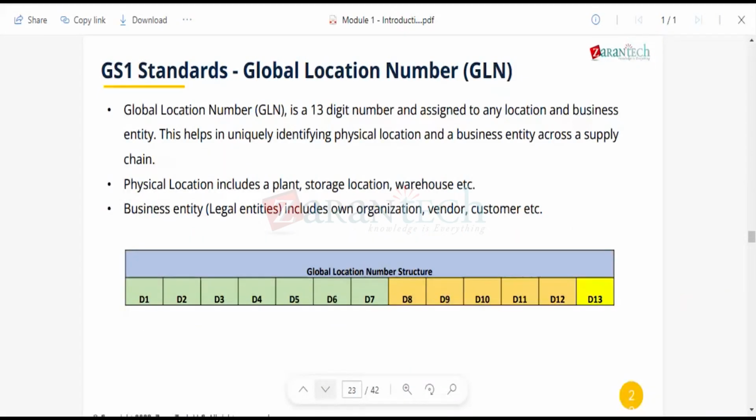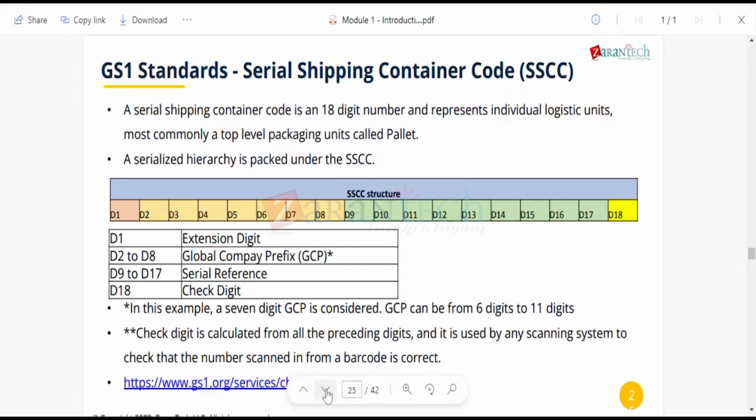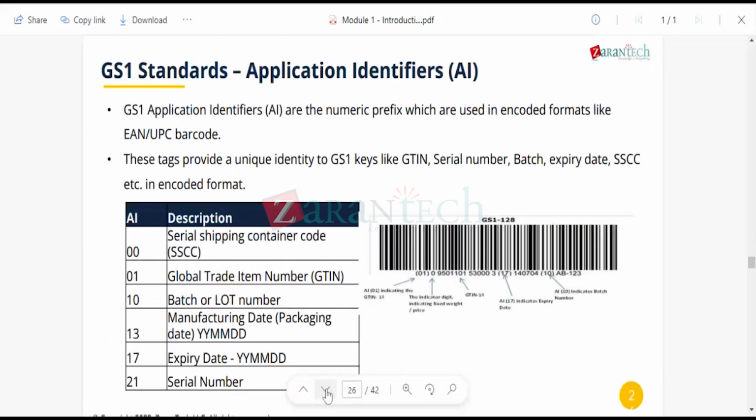Yeah, so same goes for GLN and SSCC. Now we come to this particular slide, which will explain the application identifier. So in the first slide, when I showed the barcode, I showed these numbers. Whatever you can see in the brackets here is nothing but the application identifier.